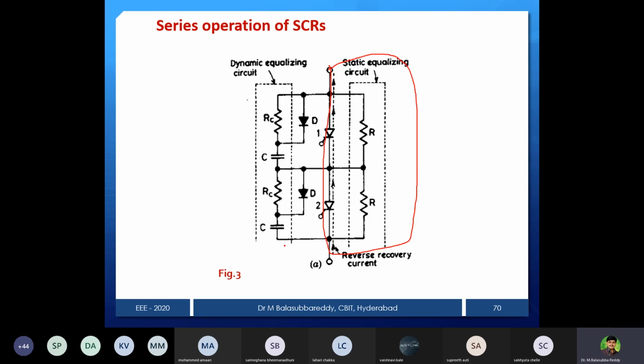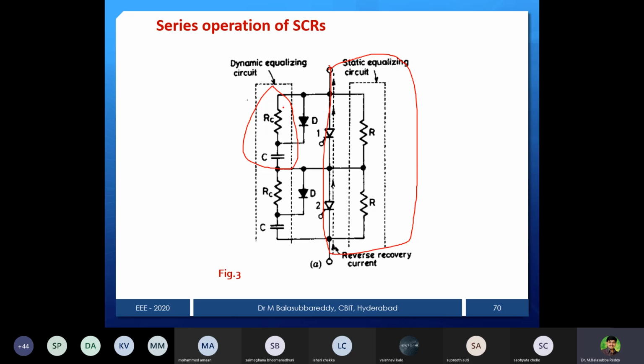The resultant capacitance value is the same, so automatically equal voltage sharing is going to take place. This portion I already explained in the case of the snubber circuit. The same thing applies at this point also. Now there is a capacitor across it, that is sufficient.